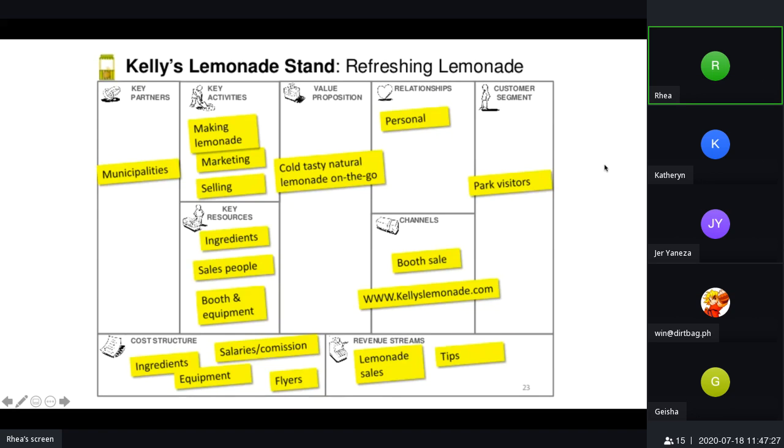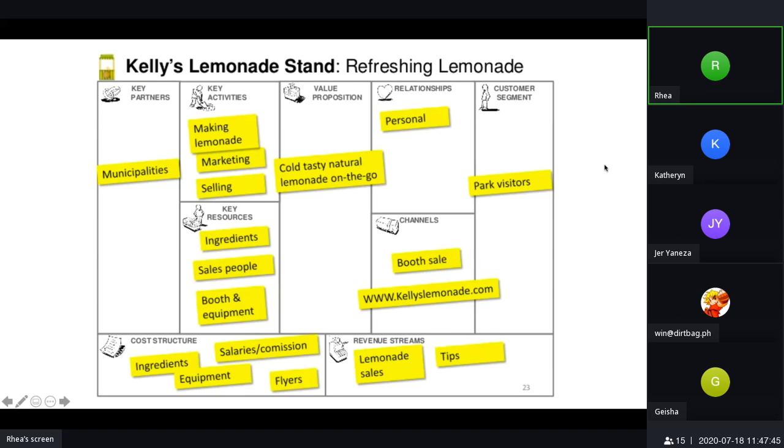How will I maintain relationship with my customers? Personal. Let's say, hindi po ako maarte, sabi ni Hope. So whenever a customer would come and buy, I will make sure to ask them, how are you today? Are you feeling good? So at least there would be relationship building in terms of you being personal, right?